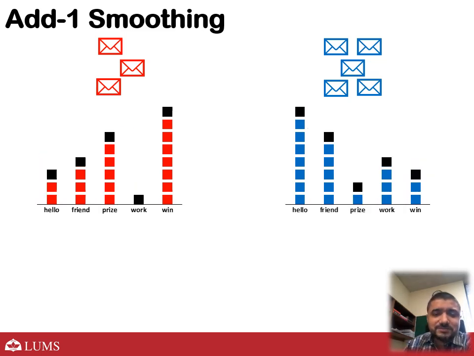So all you do is you go to your entire vocabulary, और hello आपको 2 दफ़ा मिला था, आपने कहा नहीं ये मुझे +1, ये मुझे 3 दफ़ा मिला है. और friend मुझे 3 दफ़ा मिला था, मैंने कहा नहीं ये मुझे 4 दफ़ा मिला है.